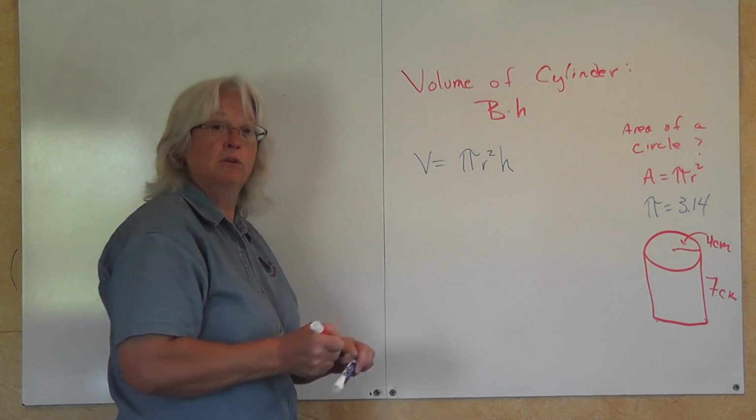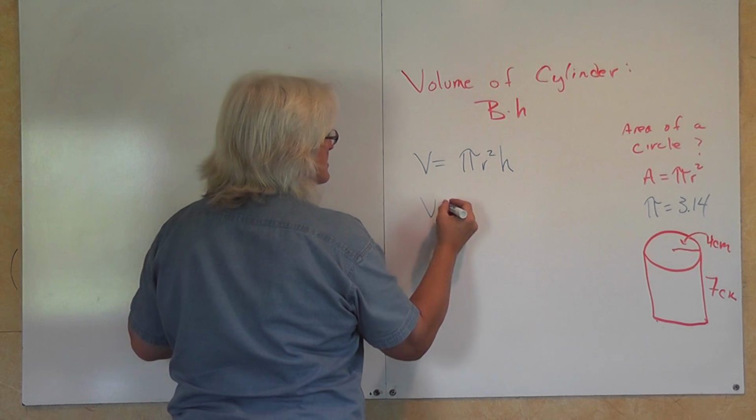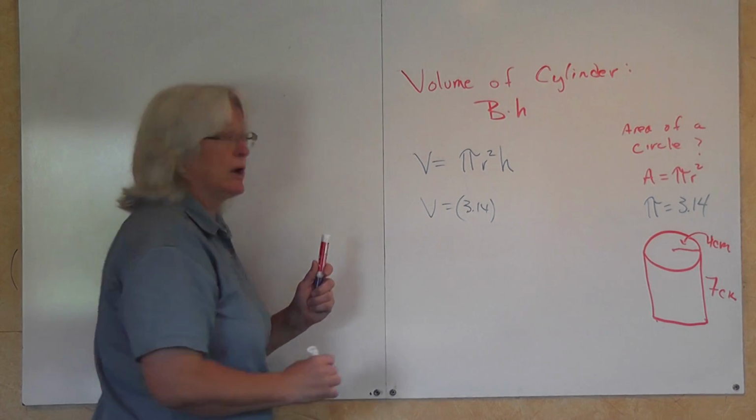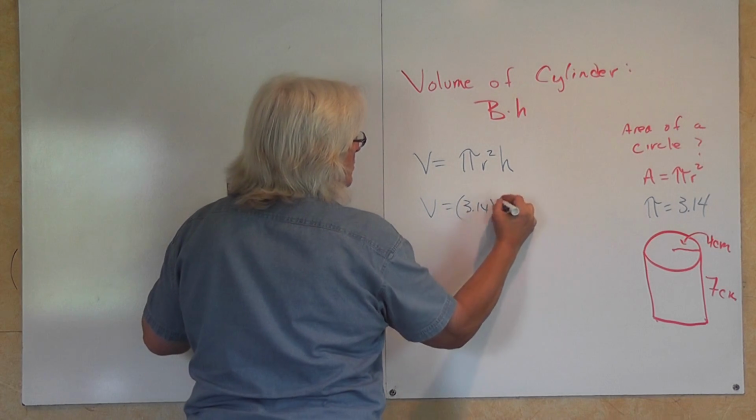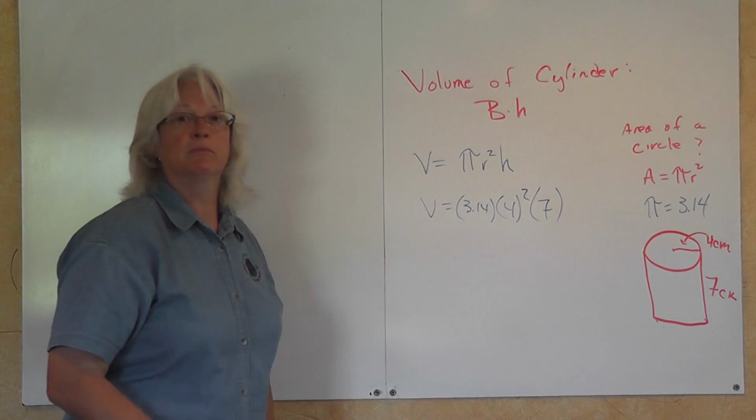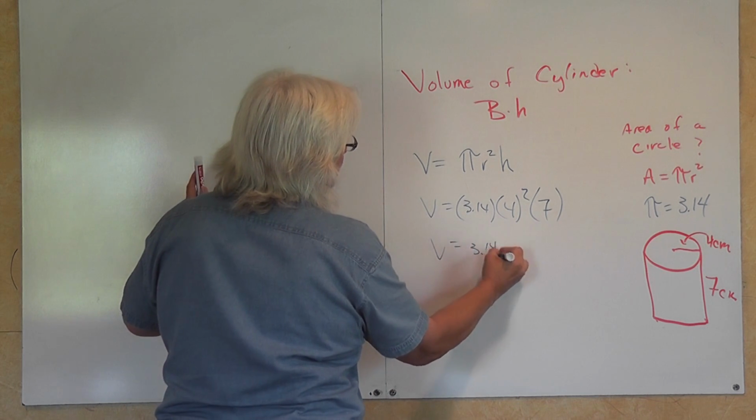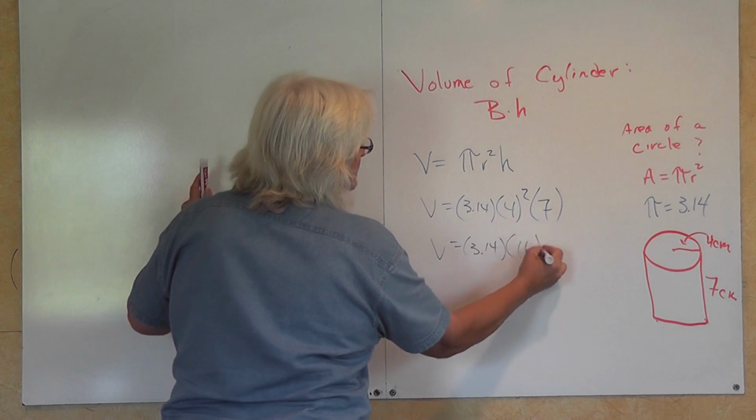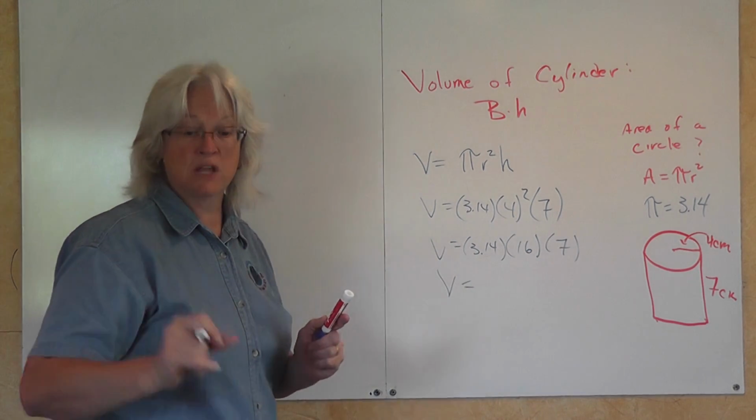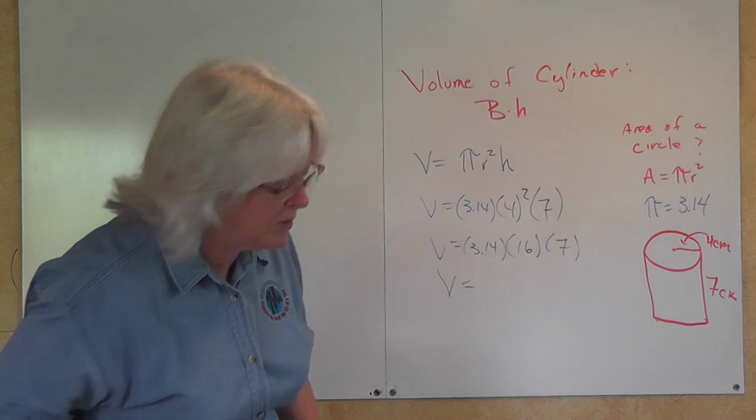So we're simply going to substitute in for our formula. The volume of this cylinder is going to be 3.14 times the radius squared, which is 4 centimeters, times the height, which is 7. So what are we going to have now? Volume is 3.14 times 16 times 7. Go ahead and punch that into your calculator, and that will give us a volume that is approximately 351.68.